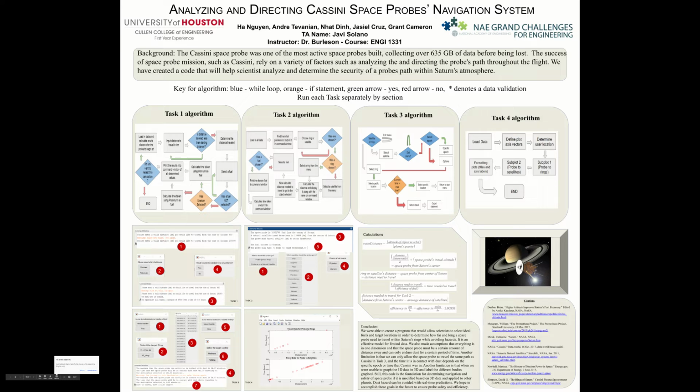The test case for task 3 is shown on the lower left corner of the poster. We are given the menu option between ring or satellite. Selecting ring, we are then given the option between the E-ring or G-ring. After selecting the E-ring, we then select an epoch location, the 10th one from the top of the list. The results are displayed, including a warning that states the journey for the probe is unsafe.